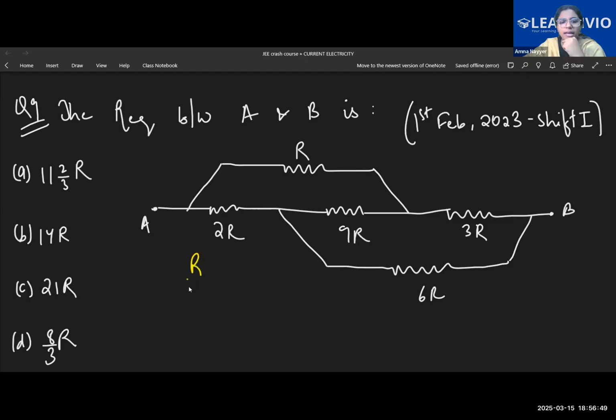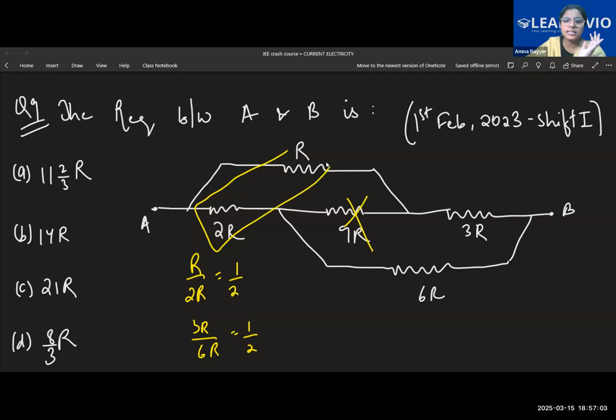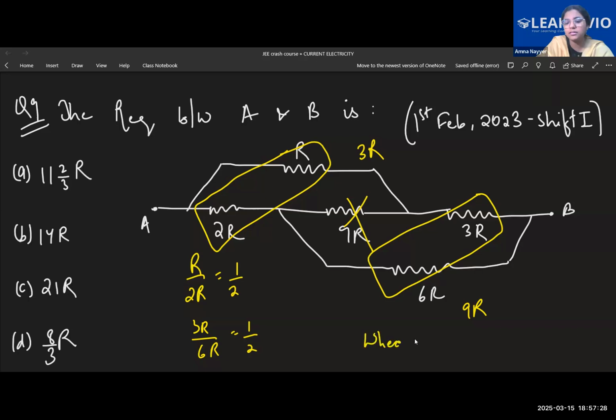So see, R by 2R is 1 by 2 and 3R by 6R is 1 by 2. Balancing condition, as soon as it is satisfied, you remove this. These two are connected in series, so this becomes 3R. These two are connected in series, so this becomes 9R. 9R and 3R are connected in parallel, right? It's a Wheatstone bridge.